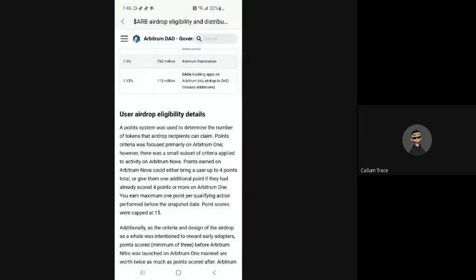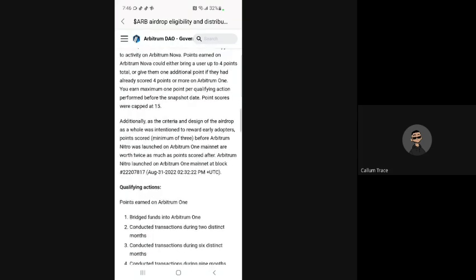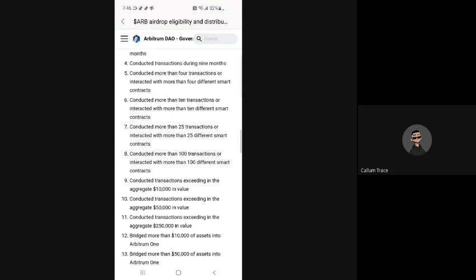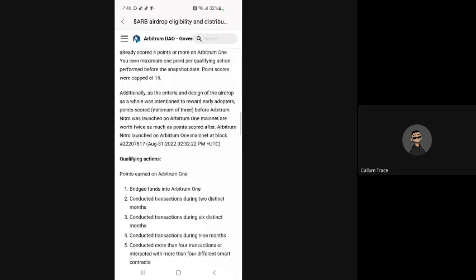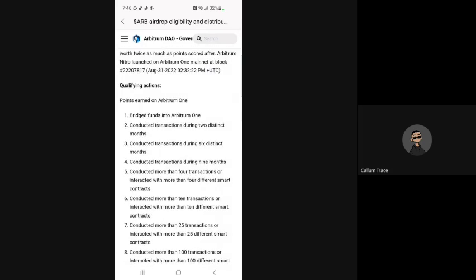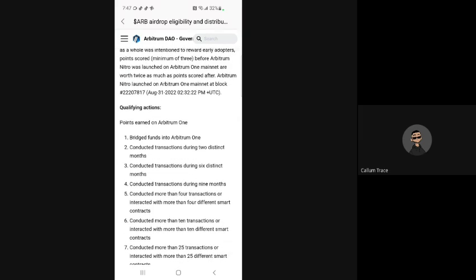Awesome. So this is the Arbitrum airdrop. You can see the eligibility criteria they used. Number one, bridged funds into Arbitrum One. Arbitrum has their own bridge. If you use their bridge and you bridge some coins, let's say you bridge Ethereum from the Ethereum network to the Arbitrum One network, it means you have gotten 1 point here.